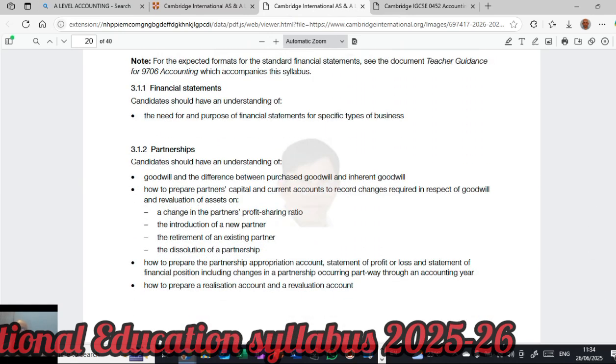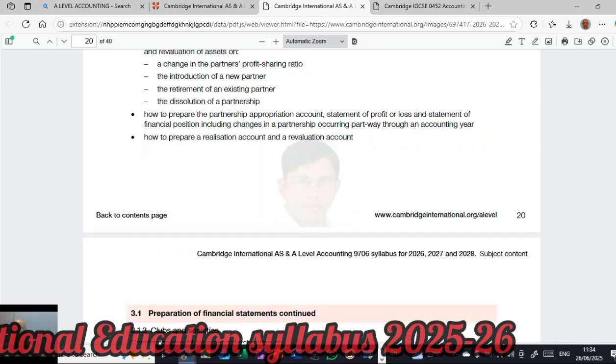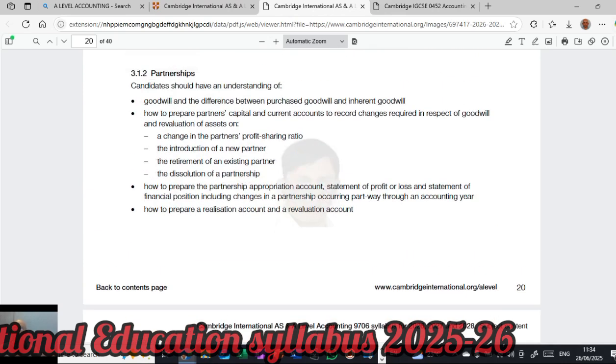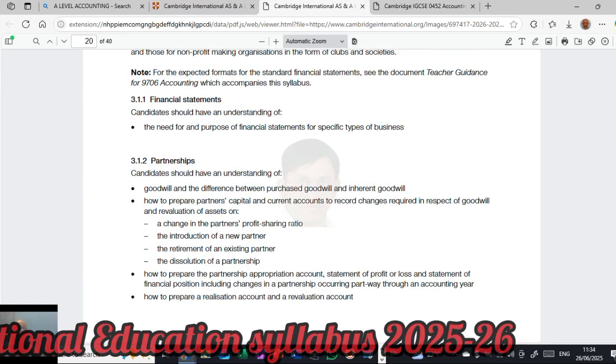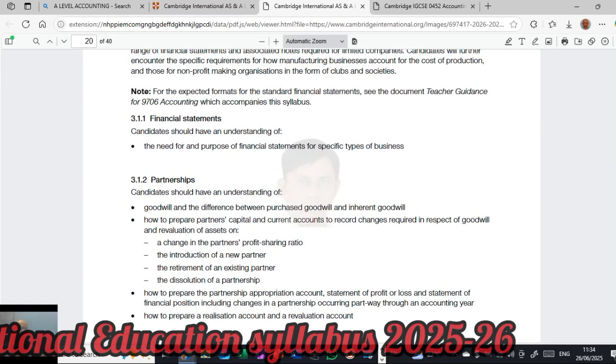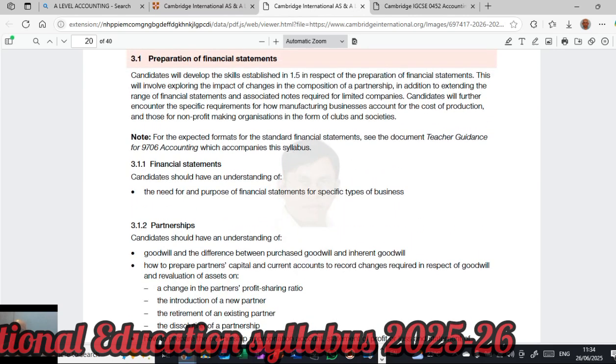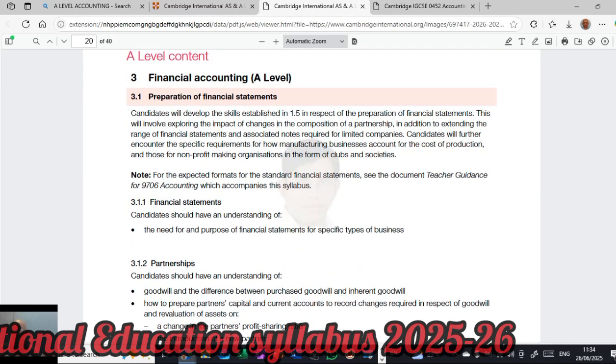Partnerships, change in profit sharing ratio. When there are changes in a partnership, you will learn here: retirement, admission, death, and dissolution of a partnership firm. All these things we will learn here. As far as partnership is concerned, we will learn changes in partnership firms. This is the first thing you learn in A level after AS level.